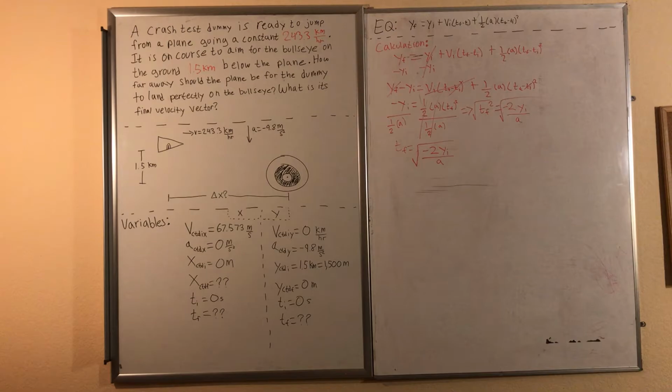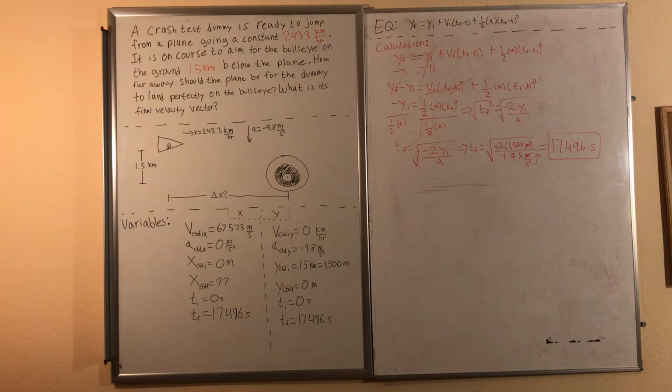Now we can plug in to get time final equals square root of -2 times 1,500 meters divided by -9.8 meters per second squared. It becomes positive, and the m cancels, and the s squared goes up, and calculates to a final answer of just 17.496 seconds. So it takes 17.496 seconds for the dummy to reach the ground. Let's write that in for the time final.